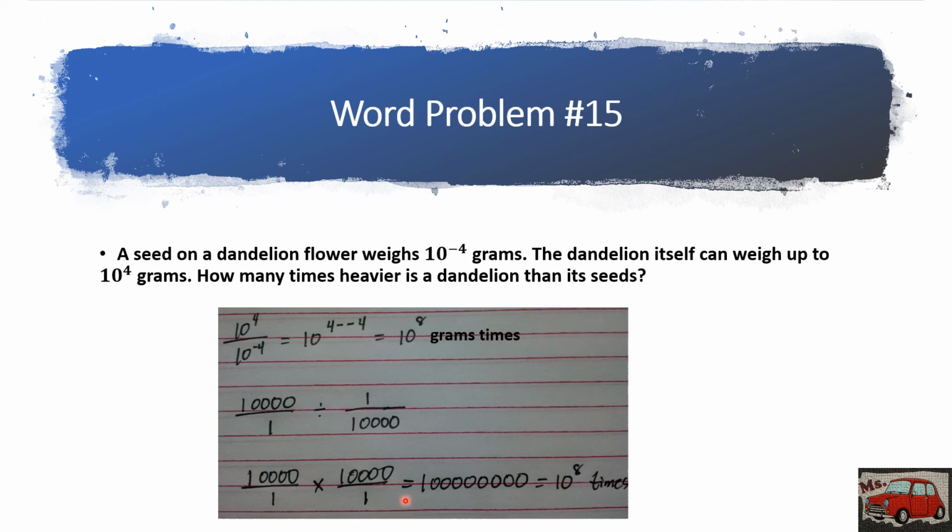So, the answer for these is, what? Ilang zeros ba to? 8 zeros. So, that would be 1, that is 100 million times na mas mabigat yung dandelion dun sa seed niya. Alright? So, kung mapapansin nyo, ilang zeros to? 8 zeros. Kaya naman yung exponent natin ay 8.